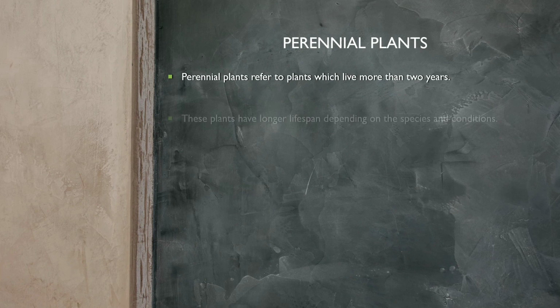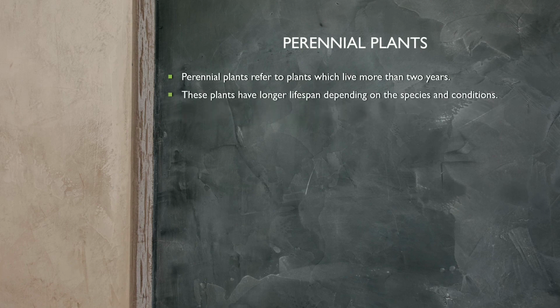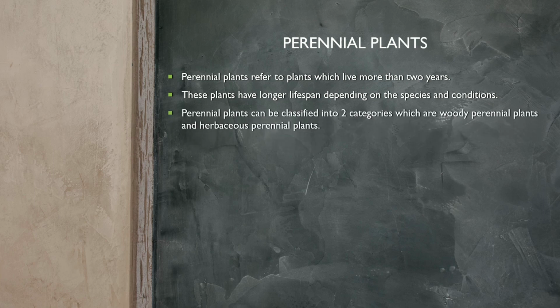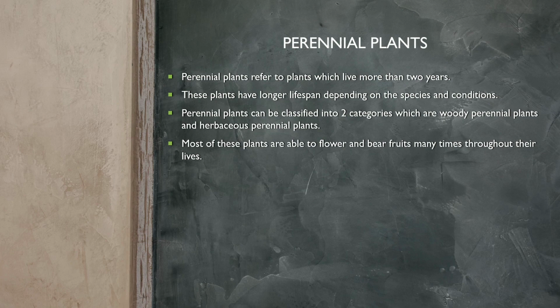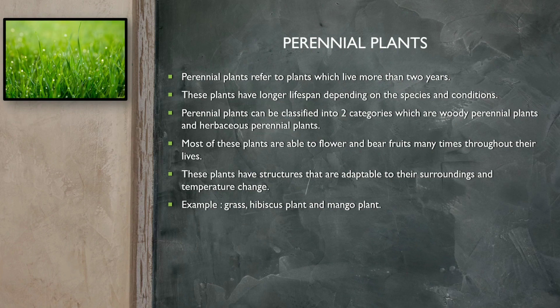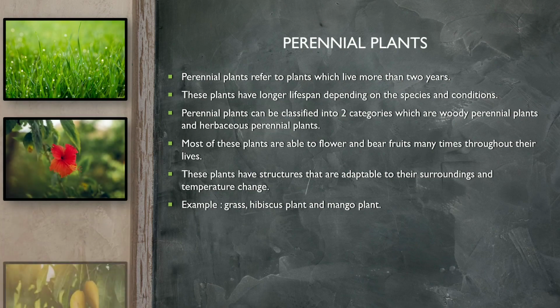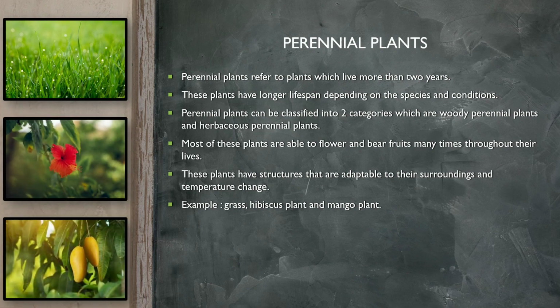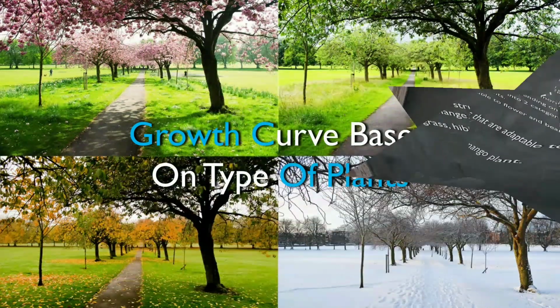Lastly is the perennial plant. They are plants which live more than 2 years. They have a longer lifespan depending on the species and the conditions. They can be classified into two, which are woody and herbaceous. Most of these plants are able to flower and bear fruit many times throughout their life. They have structures that are adaptable to the surroundings, like grass, hibiscus plant, and also mango plant.